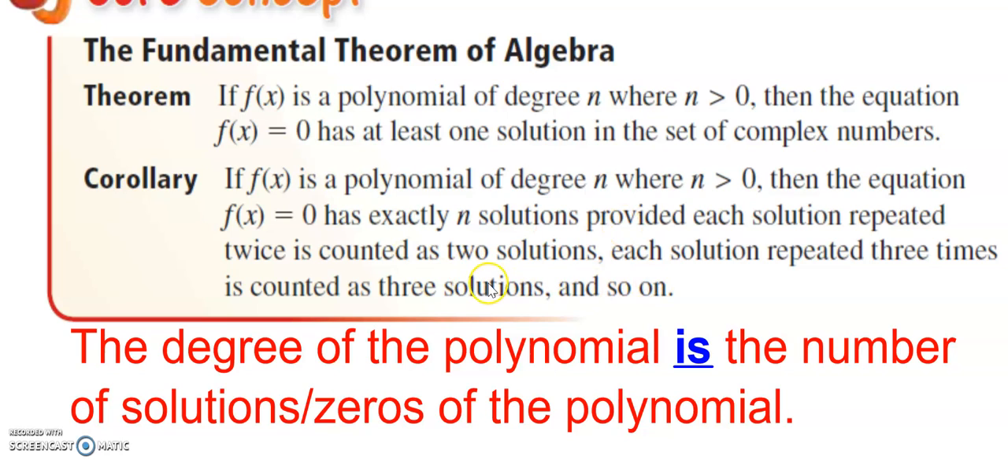What this is saying down here is when we have multiplicity, which we've talked about already, we need to count those as independent zeros, right? So if I have a 0 with a multiplicity of 2, I'm counting that as 2 zeros, even though it's the same value. So again, the key part is the degree of the polynomial is the number of solutions or zeros of that polynomial. The reason why that's really important is it helps us understand when we are solving a polynomial, how many answers are we looking for?